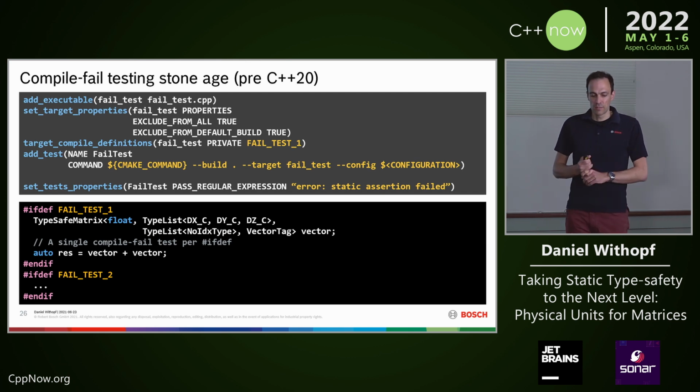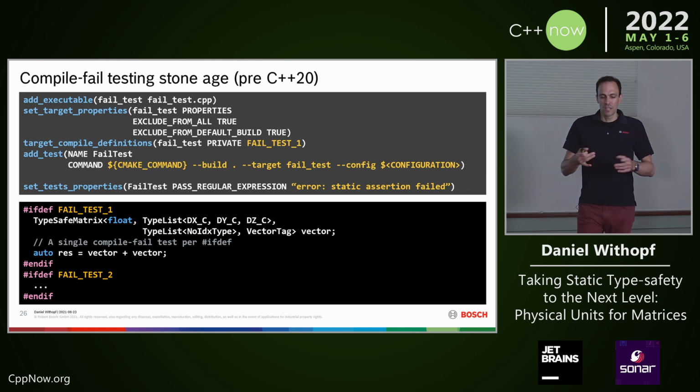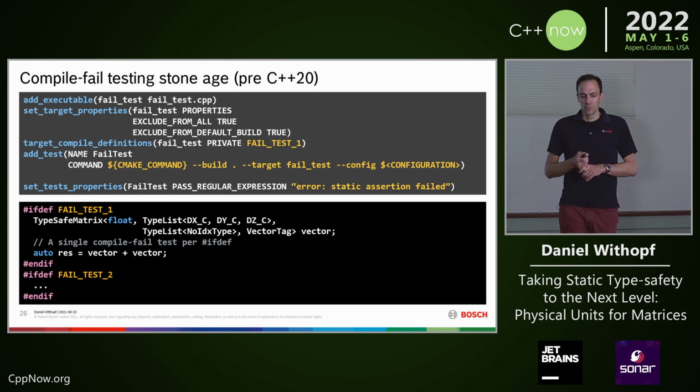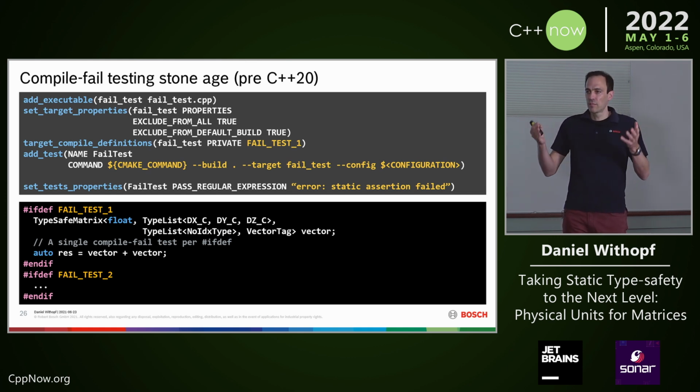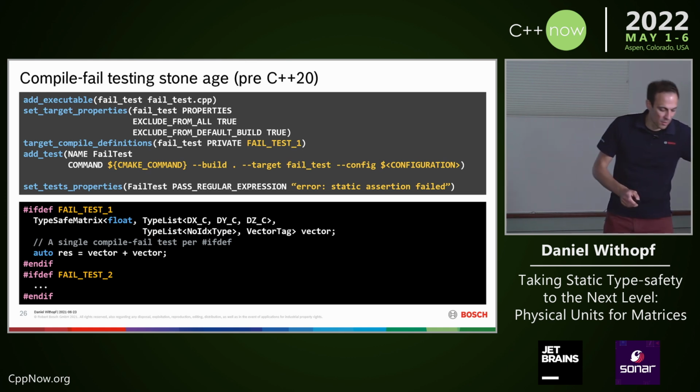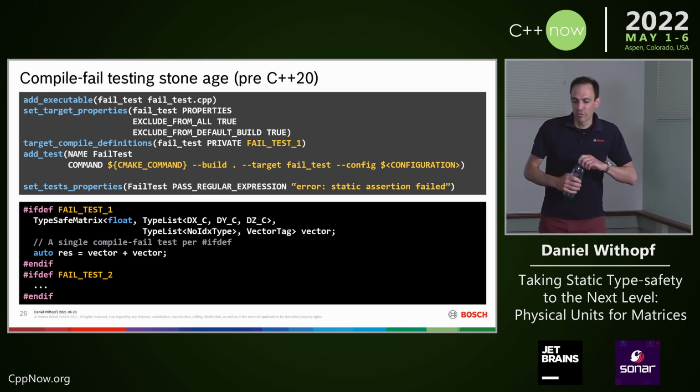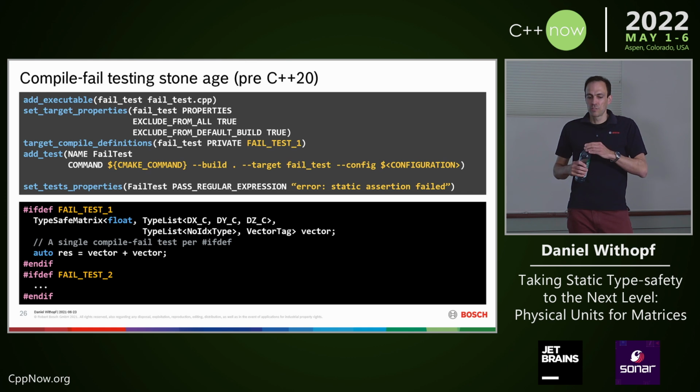So you use that fail test define, fail test 1 here, put it inside an ifdef. And here we have a line of code that should not compile. So we're adding 2 vectors in the line here. And 2 vectors, as I mentioned, to point in the mathematical sense, cannot be added together. So this is an invalid operation. It produces a static assertion. And this is actually checked with that small trick here.